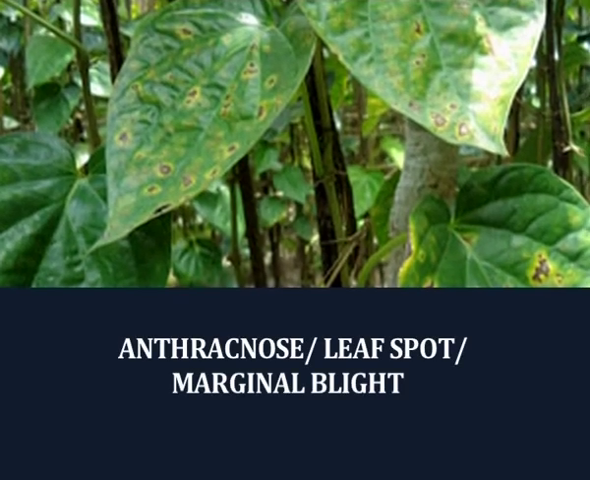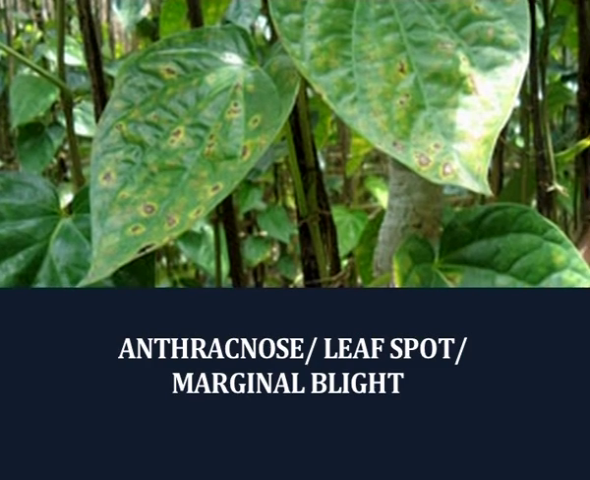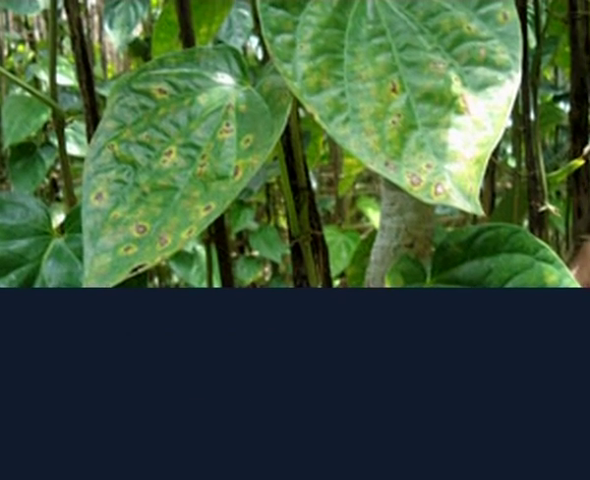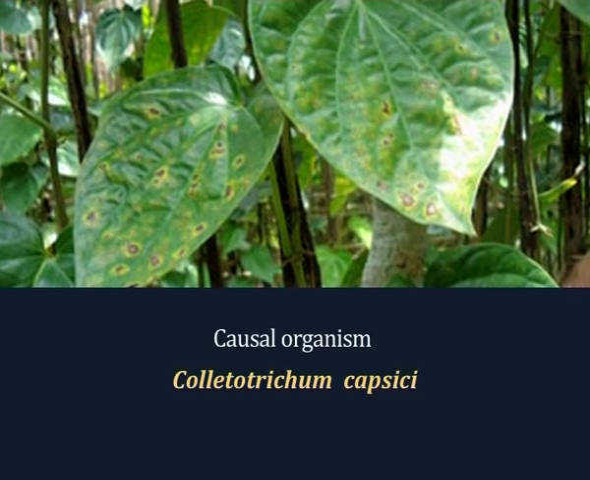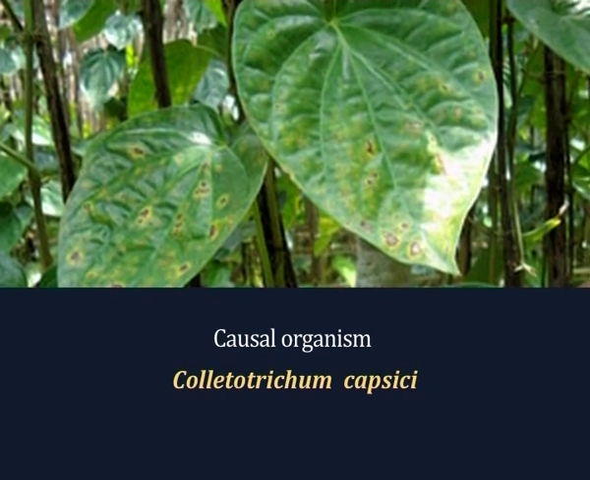Next important disease is the anthracnose or leaf spot or marginal blight. Causal organism is Colletotrichum capsici. Now let's see about the etiology of the disease. The fungus produces large numbers of acervuli containing short hyaline conidiophores and black colored setae. The conidia are single-celled, hyaline and falcate.